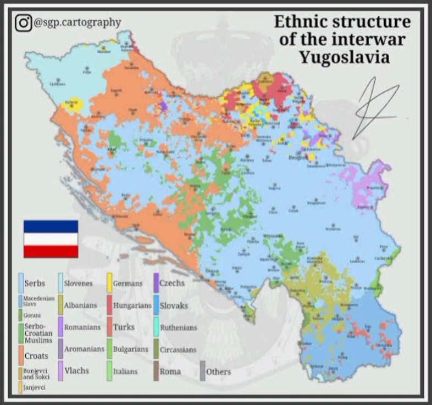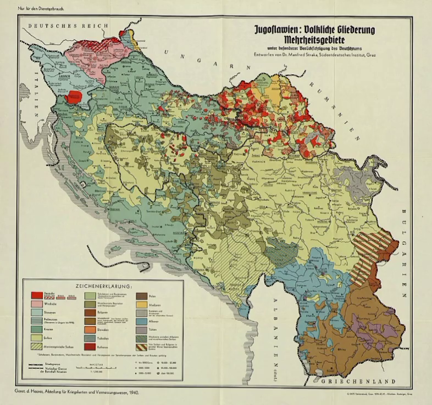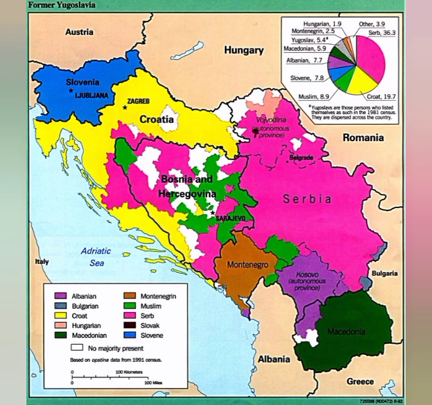Causes of division: ethnic and religious diversity. Yugoslavia was home to numerous ethnic groups, including Serbs, Croats, Bosniaks, and Slovenes, with differing religions and languages. Collapse of communism. The end of communist rule in Eastern Europe weakened Yugoslavia's unity. Economic inequality. Wealthier regions like Slovenia resented subsidizing poorer areas.